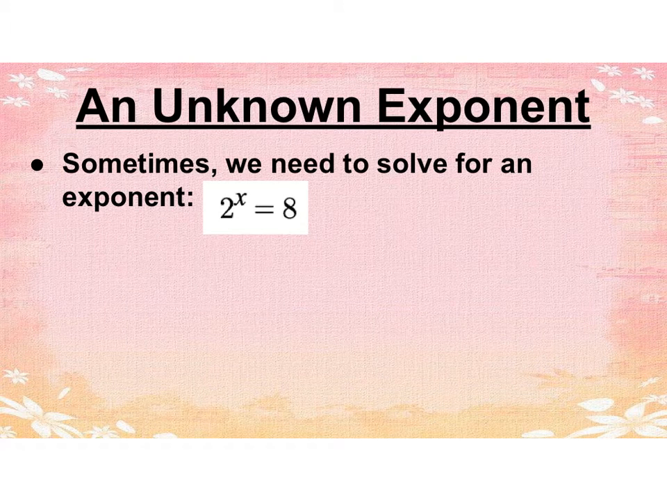And let's just look at this unknown exponent. So here we have a statement that says 2 to the x equals 8. Sometimes we're going to have to solve for that exponent. So in this one, we can figure it out because we know that 2 to the 3 is 8. Therefore, x is going to be 3.